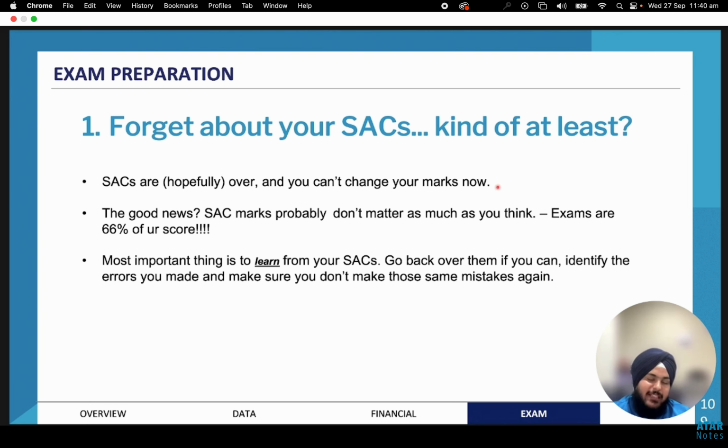Second of all, SACs are only worth 34% of your score. The exam is worth 66%. So if you're going to stress about your SAC marks and not focus on the exam, you're essentially putting yourself at a disadvantage. So go back over your SACs, look over your mistakes and try to improve. But don't be really focused on this one question that you got wrong, because it might not be that important in the grand scheme of things.